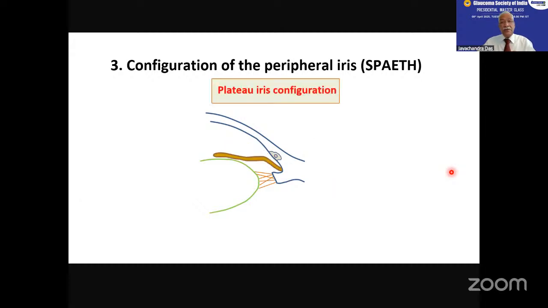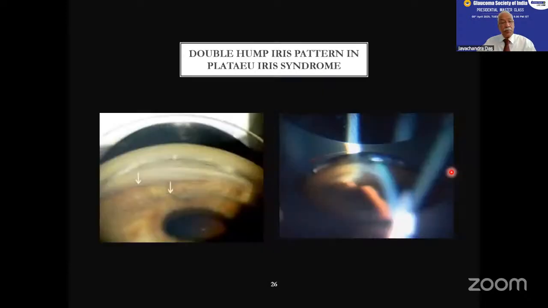But the most confusing and most ill-understood aspect of the configuration of the peripheral iris is the plateau iris configuration. This is probably creating all the misunderstandings, all the misinformation, and the difficulty in the clinical assessment. Plateau iris configuration means the iris in the central area is flat, but it takes a sudden bend with an angle to take its attachment to the ciliary body.